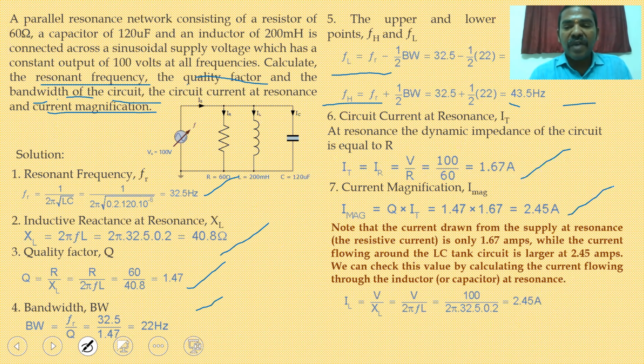So this is one way of calculation, or you can use I L is equal to V by X L, so that is equal to V by 2 pi F L. So there also you can get 2.45 amperes only. Because resistance, inductance and capacitance are connected in parallel, the voltage value must not change, because in a parallel circuit voltage must be the same. With respect to that, the maximum current is also the same. So coming to the next problem.